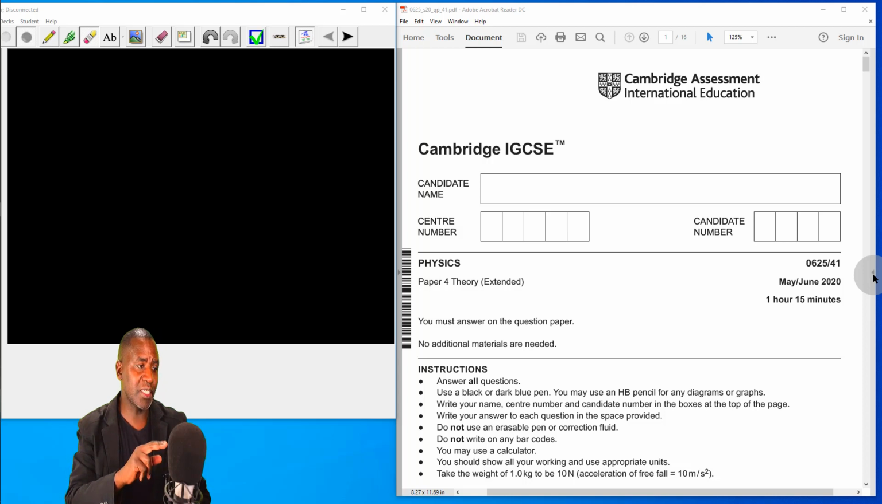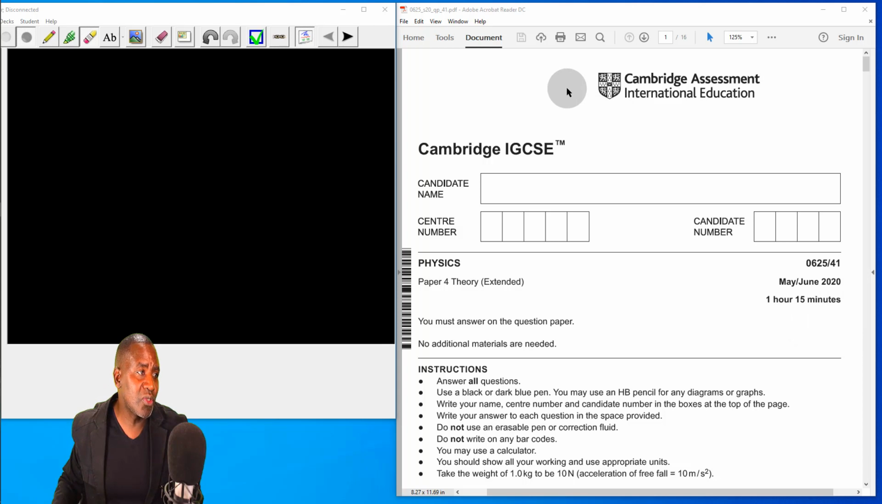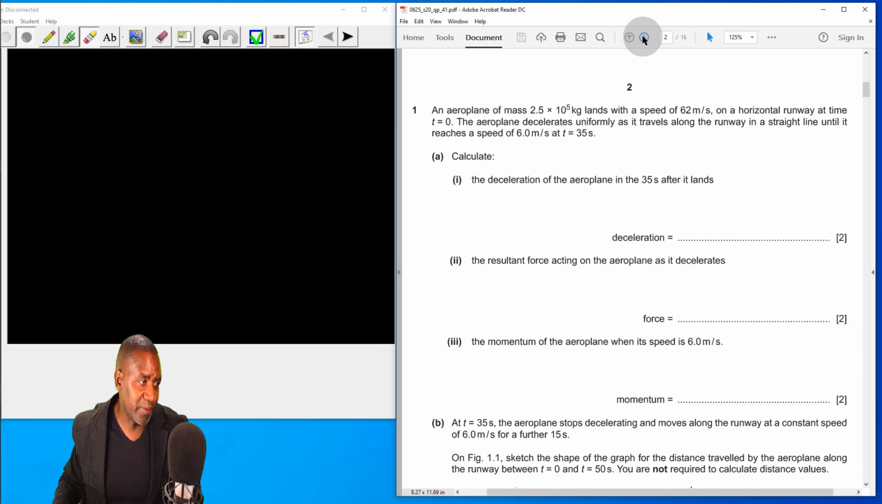On the right hand side I have the question paper, and on the left hand side I've got a blackboard where I'm going to ink the calculations. So any writing that we're going to do, we are going to do it on the left hand side. And let's go straight to the first question.